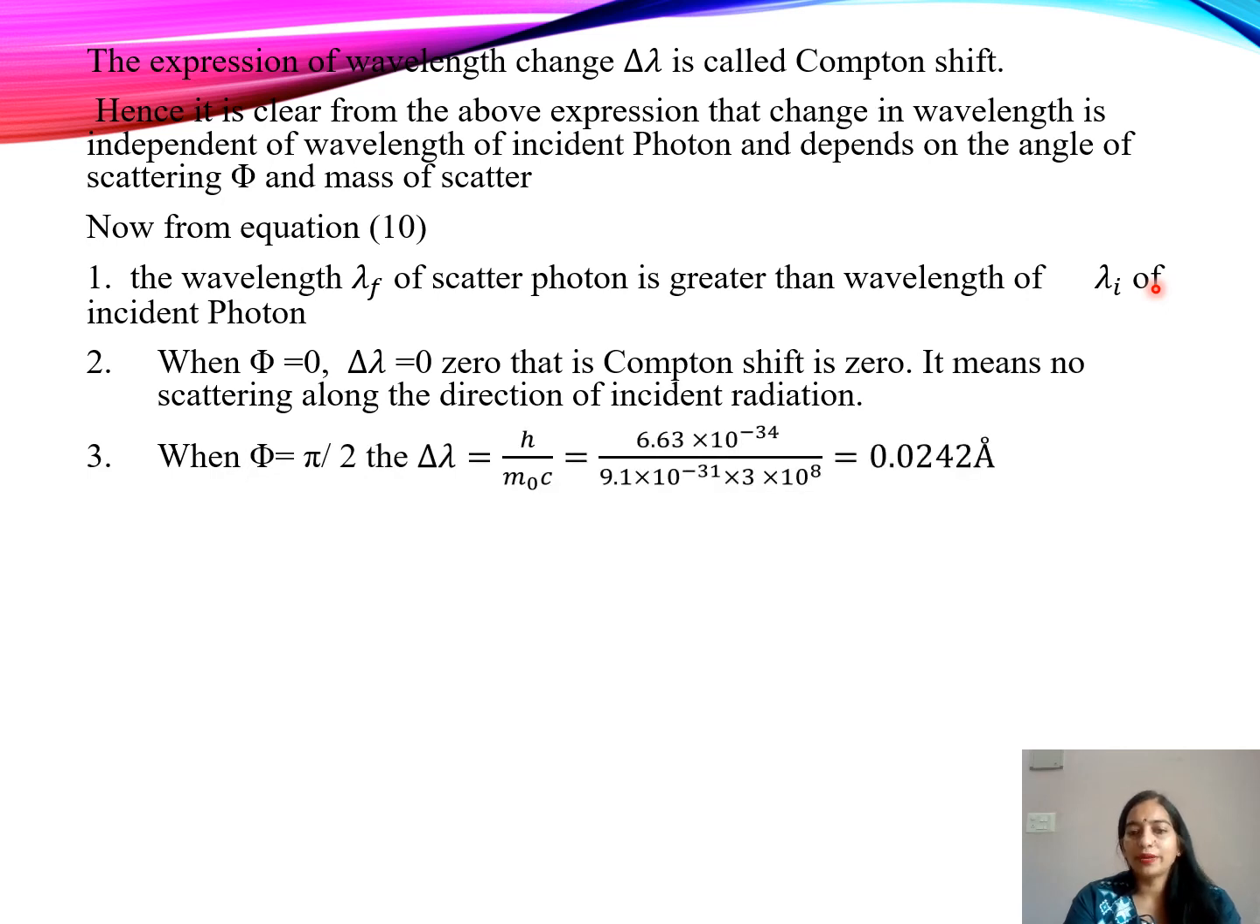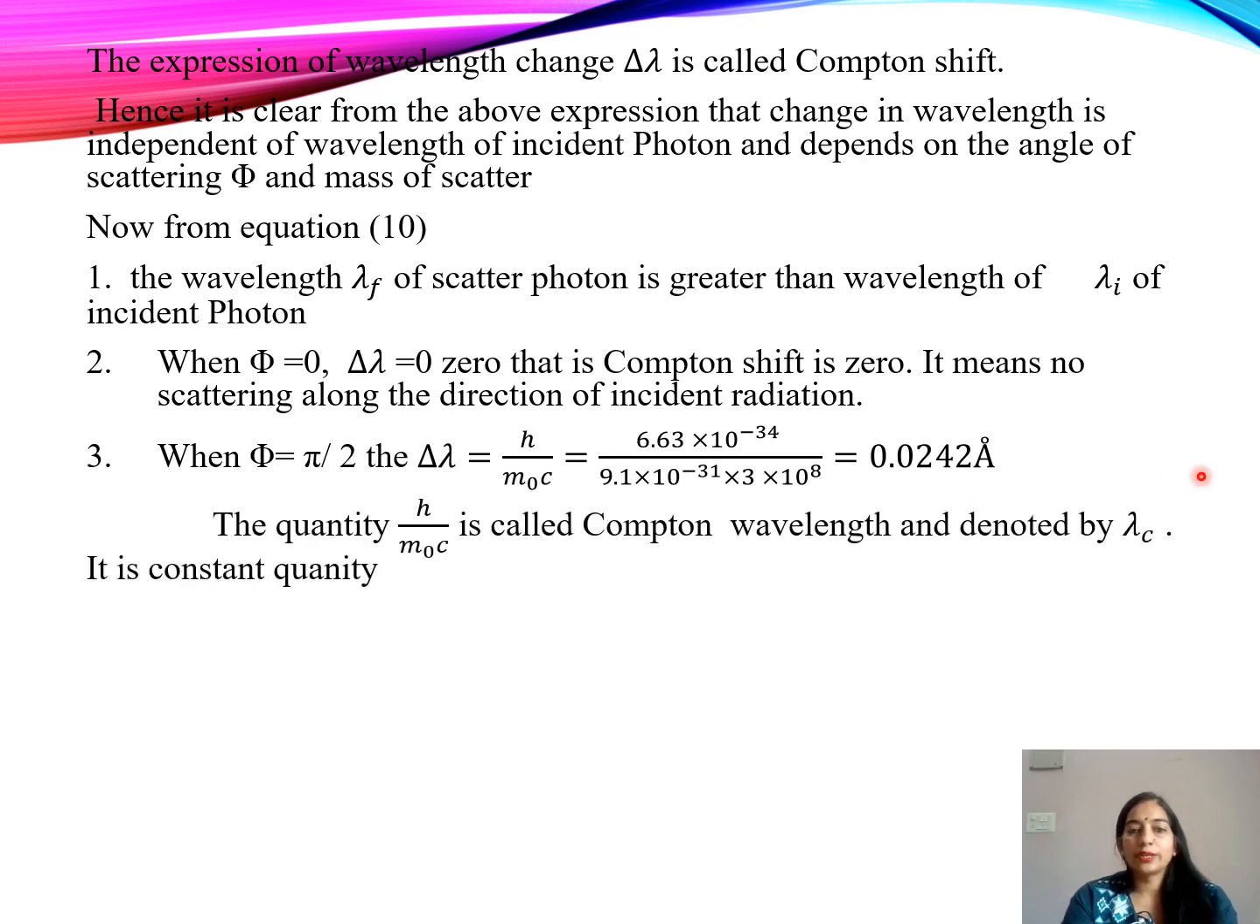When phi equals pi by 2, if the photon is scattered at 90 degrees, then delta lambda equals h upon m naught c, because cos phi equals 0 for pi by 2. The value of h is 6.6 into 10 to the power minus 34, the mass of the electron is 9.1 into 10 to the power minus 31, and the velocity of light is 3 into 10 to the power 8. If we calculate this, the term comes out to 0.0242 angstrom. The quantity h upon m naught c is called the Compton wavelength and is denoted by lambda c.